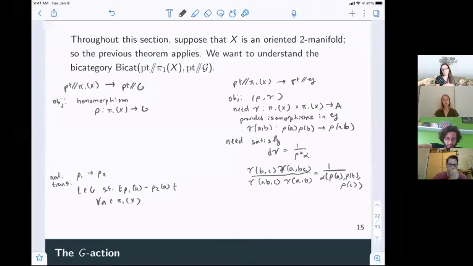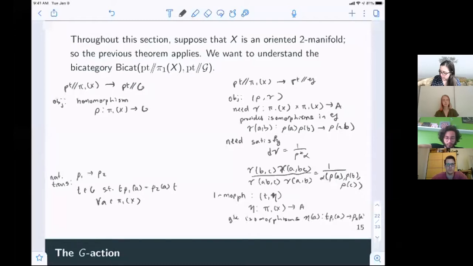But in this higher categorical sense, again, we need this extra piece. So our one morphisms are these T etas. So the T is as in the one-dimensional case, but our etas are these functions from pi1x to A. And these give isomorphisms eta A from T rho 1A to rho 2A T. So again, we have something that's witnessing the fact that these things are equal. And there's also a compatibility condition there, which is a little bit more complicated, so I won't go into writing that one down.